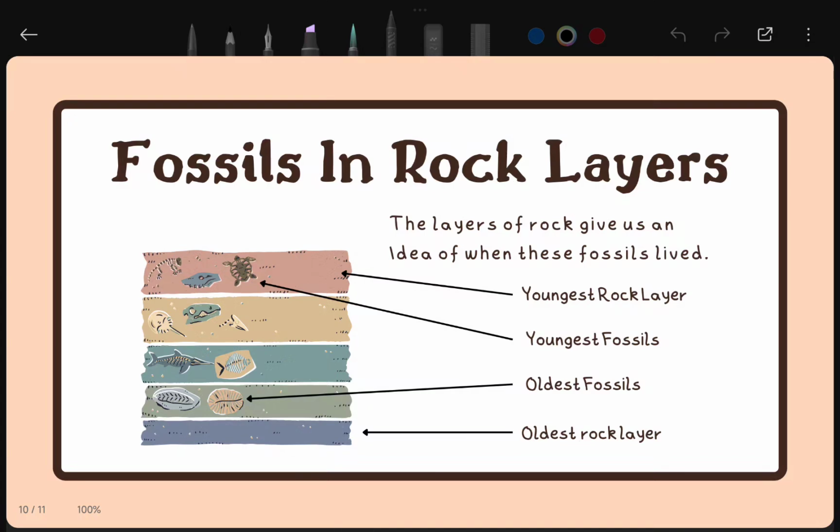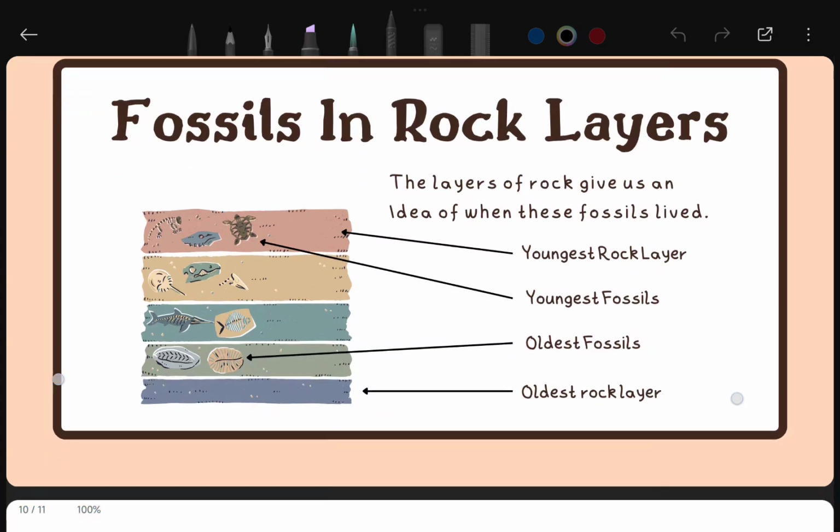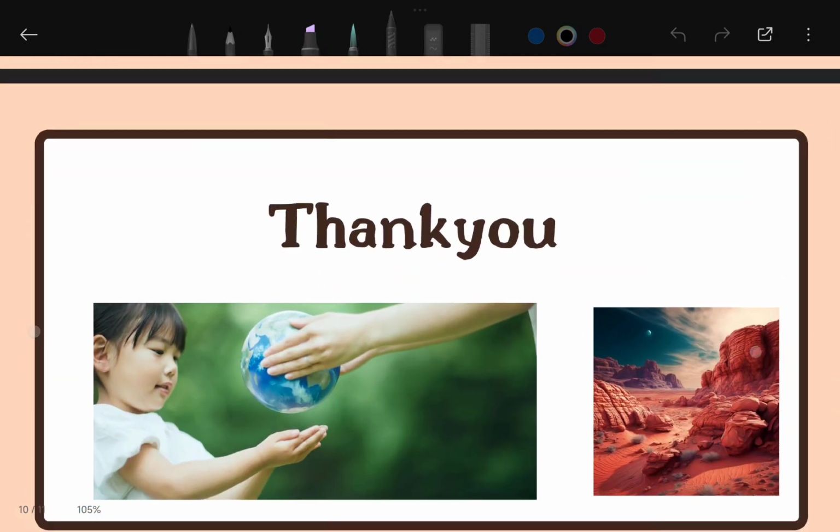You can take an example from the rock layers as well. The deeper you go in the rock layers, the more the fossils you find relate to a primitive time interval. So you can get an idea of the time interval from the rock layers as well.